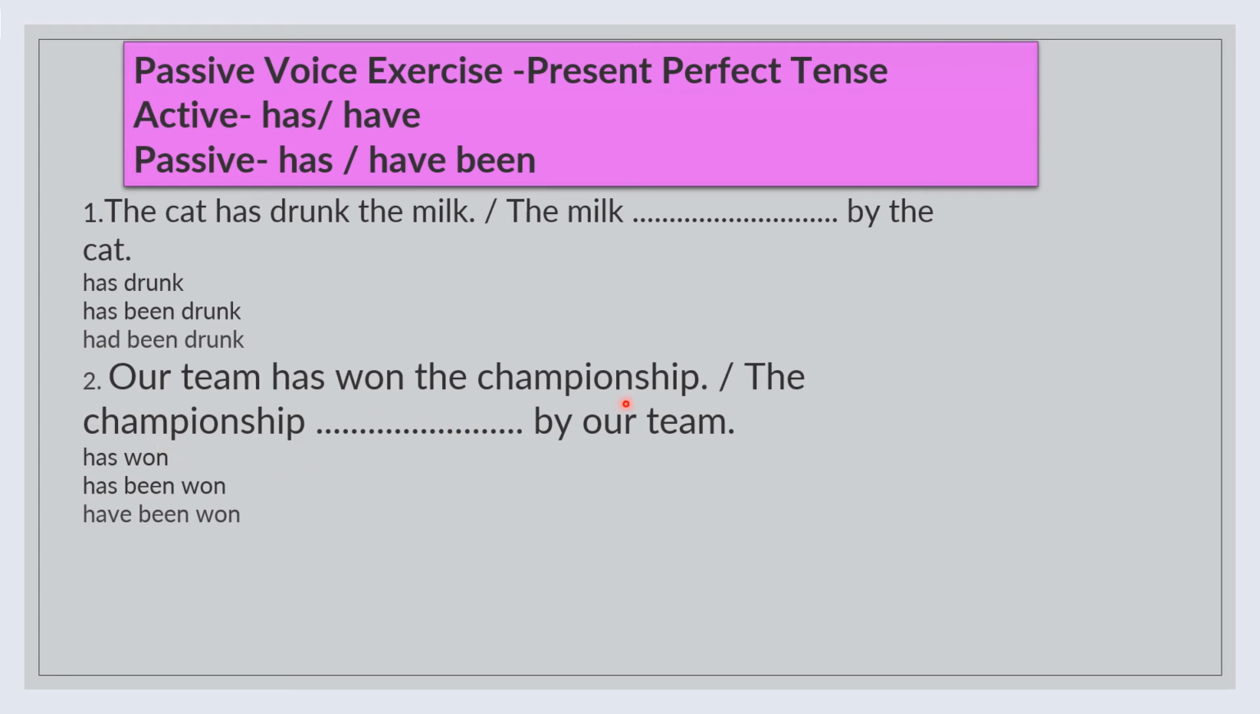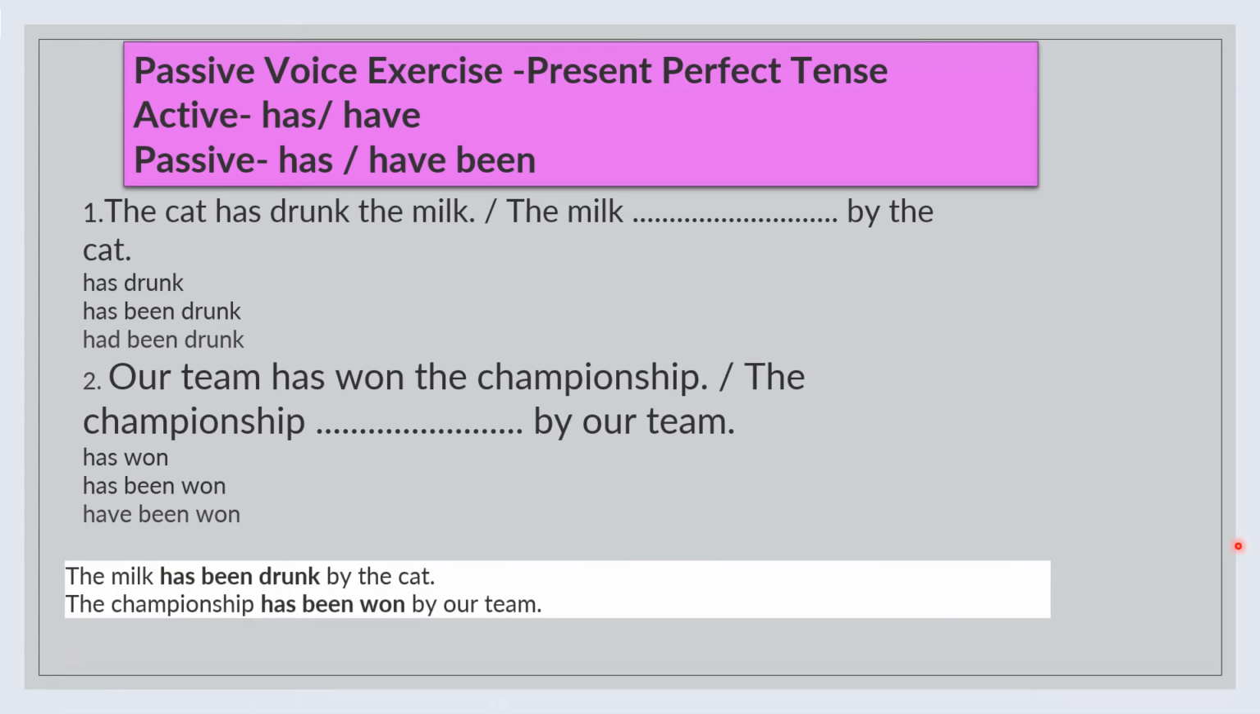Our team has won the championship. The championship has won by our team, has been won by our team, have been won by our team. So what would be the right answer? Anyone? Yeah. The championship has been won by our team. The milk has been drunk by the cat. Now, participle, those of you who don't know what participles are, again, you will see my tenses video. I will be sharing the link of it.